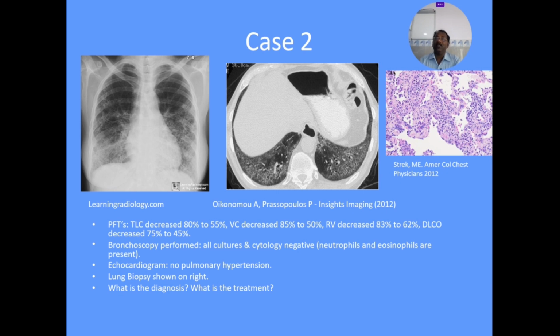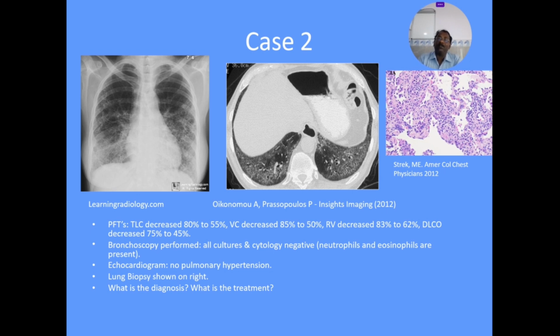Excellent. HRCT and PFT. TLC is decreased, so a restrictive pattern. Total lung capacity is reduced. Vital capacity is reduced. RV decreased. DLCO is also decreased. So it is a restrictive pattern, more in favor of interstitial lung disease. Bronchoscopy confirmed all cultures and cytology are negative. Echo, no pulmonary hypertension. Lung biopsy shown on the right.